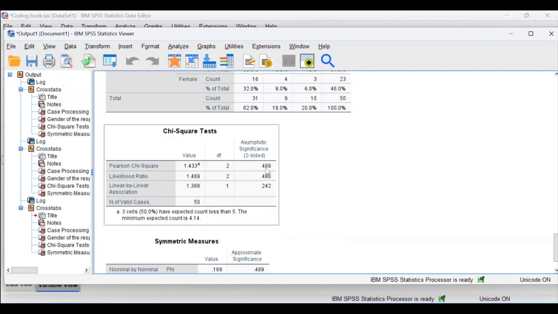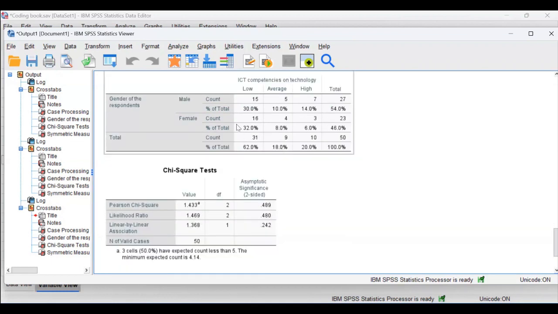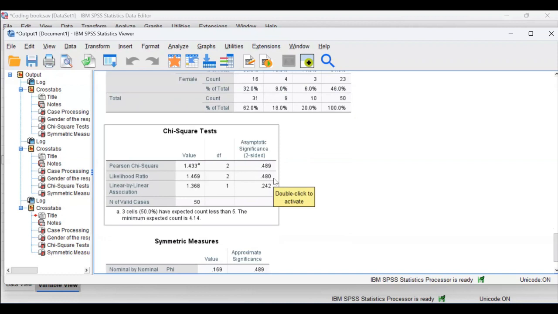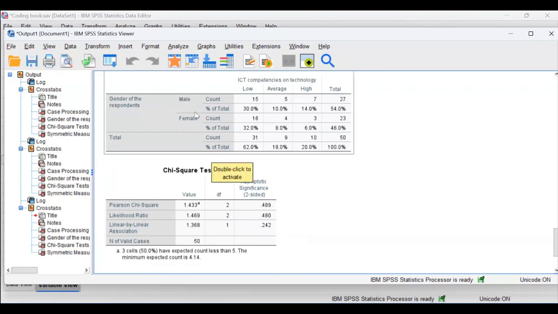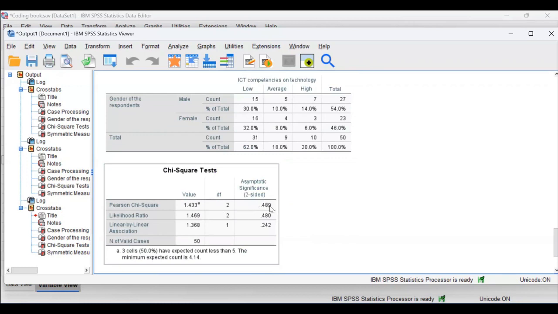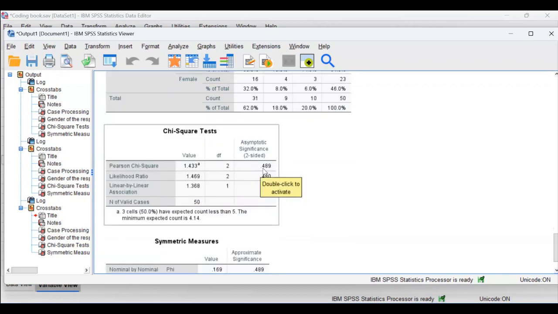Now, when it comes to chi-square test, our p-value indicates that there are no significant differences. Though male members have a higher level of competencies than the female category, the difference that we have is not significant. If you look at ICT and gender, there is no much association. Gender is not playing any major role when it comes to ICT competencies. Our p-value is 0.489, which is greater than 0.05. It means there is no significant association between gender and ICT competencies. That's one.